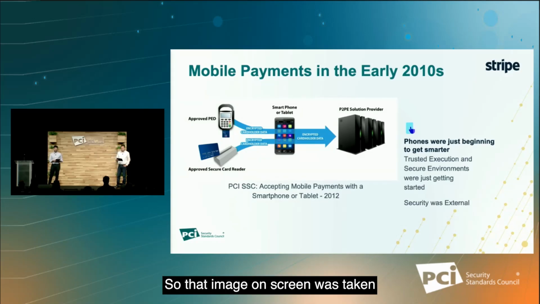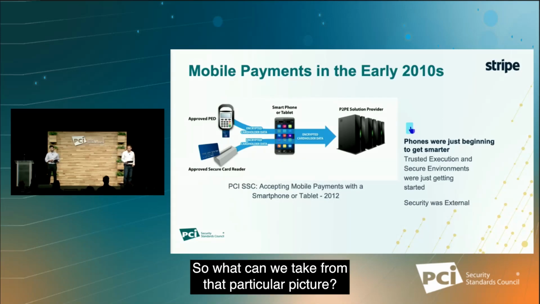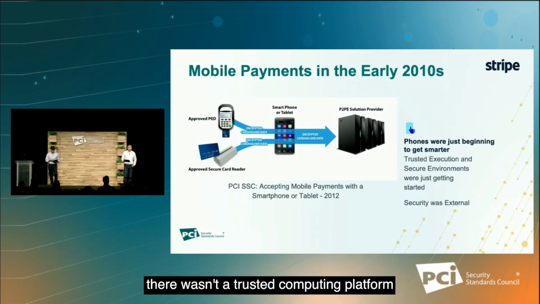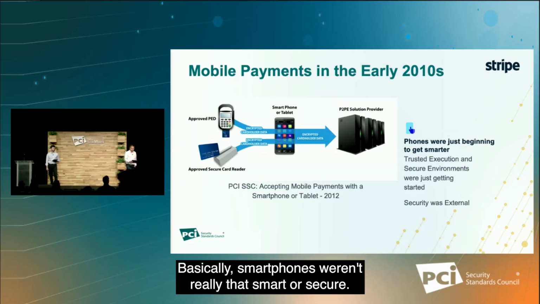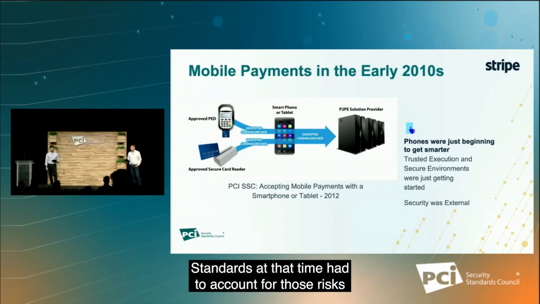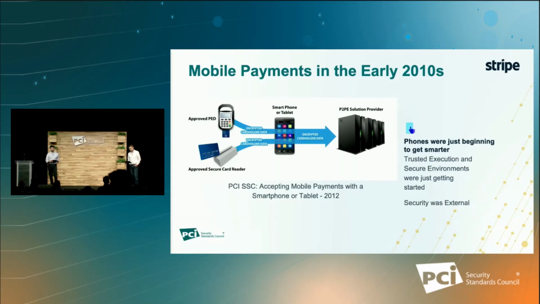So that image on the screen was taken from PCI's very first guidance on mobile devices. So what can we take from that particular picture? When the council was developing mobile standards, there wasn't a trusted computing platform in a consumer's hand. Basically, smartphones weren't really that smart or secure. Standards at that time had to account for those risks in the wild mobile West.